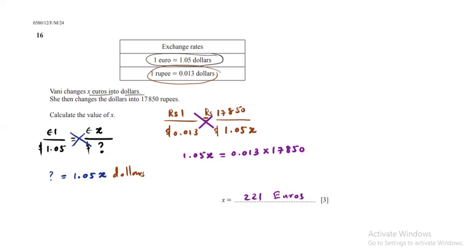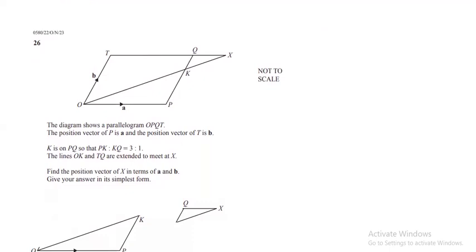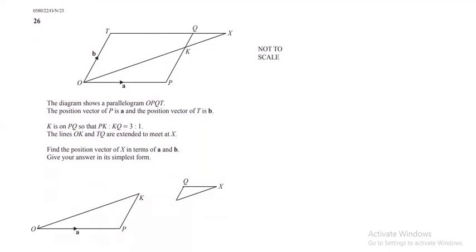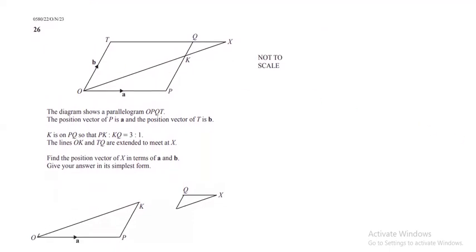Now let's move on to the next question that we have, which is question 26. This is a very important question, which is related to vectors. At the same time, this involves similar shapes as well. So that's why this question is very important.